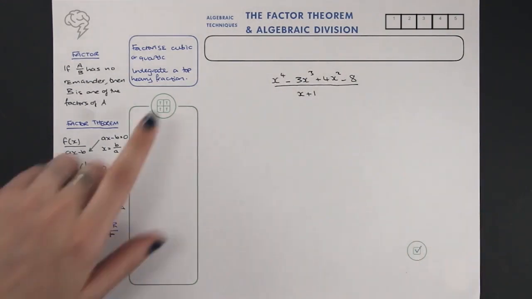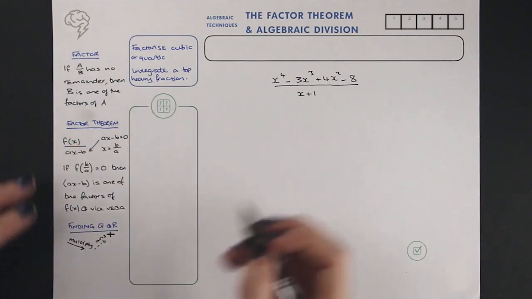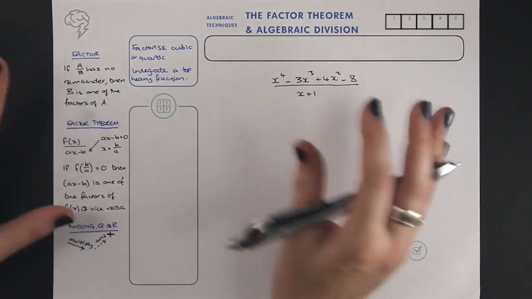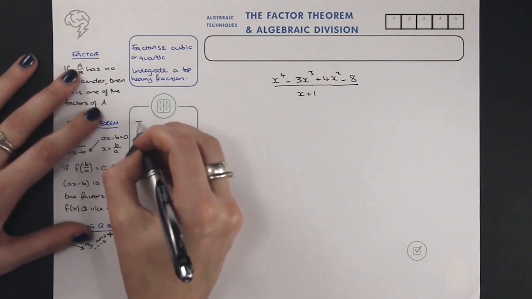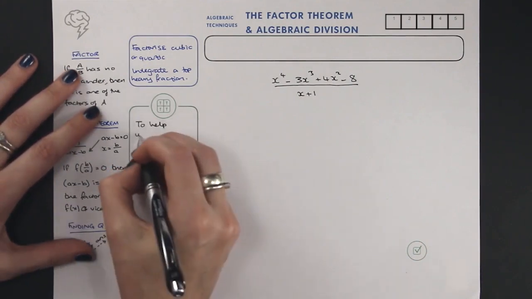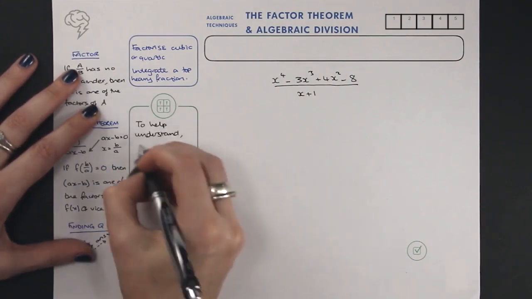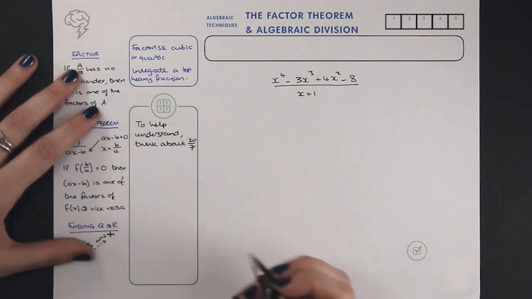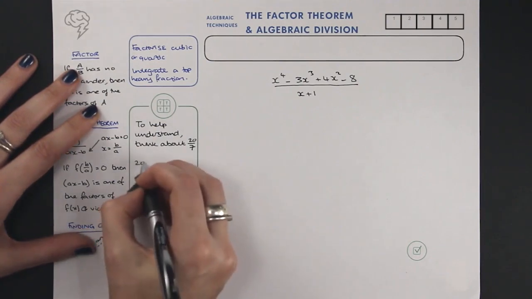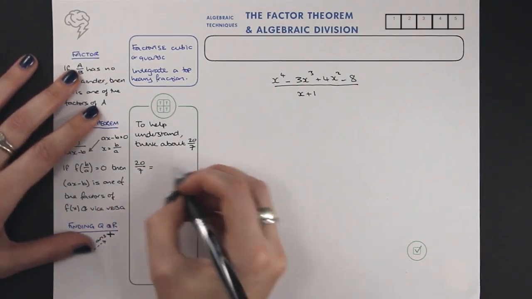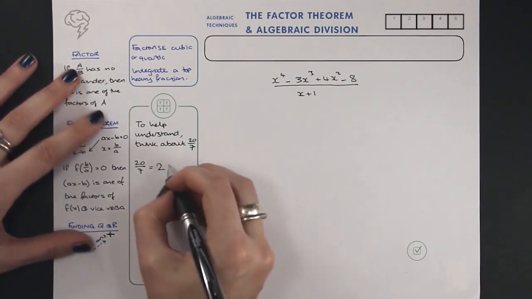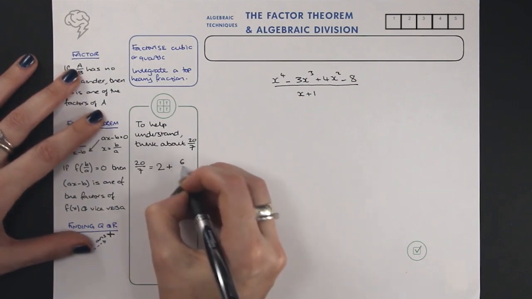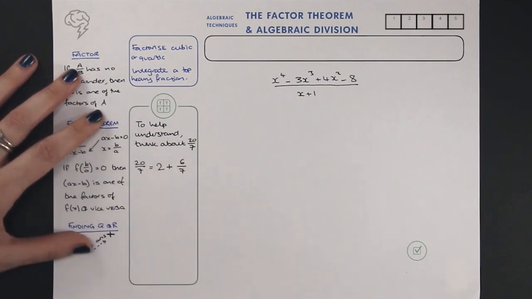Now, top tip, if this is confusing, which it often is, and even for me this is sometimes like, whoa, what's happening? To help understand, think about numbers, because they make sense. Well, they make a bit more sense. So I'm going to use 20 over 7 as an example. 20 divided by 7 is 2, remainder 6. And what that means is that as well as the 2, I still have 6/7.